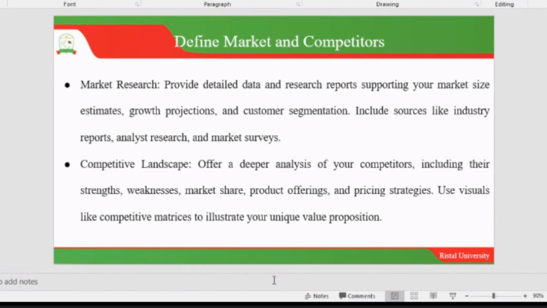But also show your competitive landscape. And here you want to offer deeper analysis of your competitors, including their strengths, their weaknesses, the market share, the product offerings, and the pricing strategies. So you use visuals, like charts, pie charts, line graphs, and comparison charts to show that even when your competitors or the people that have been in the market have those strengths, there is something unique that you are bringing. I always want to use the example of Apple.